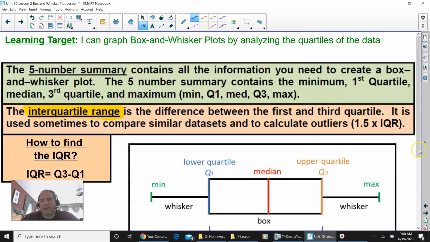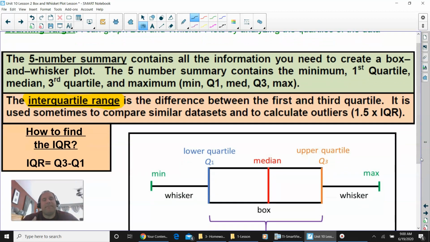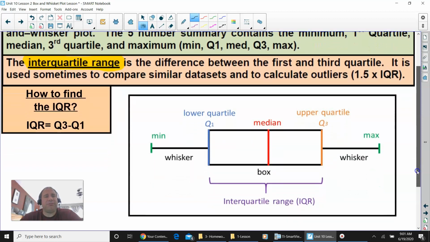So the 5-number summary is what we're talking about. Remember, it is very easy to remember. It's min, quartile 1, which is the median of the lower half, quartile 2, which is the median of the whole data set, quartile 3, which is the median of the upper half, and then max, the maximum number. The 5-number summary contains all the information you need to create the box plot. So min, Q1, median, Q3, and max.